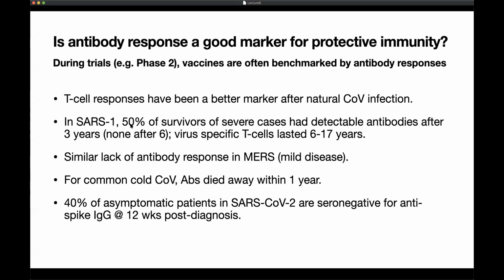And in SARS-1, you had 50% of survivors of severe cases had detectable antibodies after 3 years, right? So all of them had it in the beginning, but after 3 years, 50% of them lost it. And after 6 years, none of the survivors had detectable antibodies. As a contrast, virus-specific T cells lasted between 6 to 17 years, and 17 years is basically up to the present time, so they still have it. So just based on this measurement, T cell immunity seems to outlast B cell immunity.